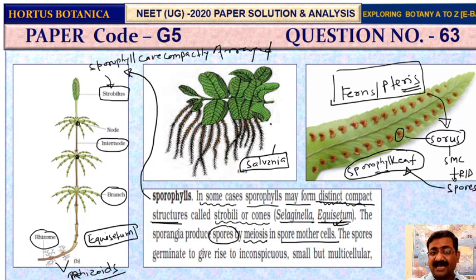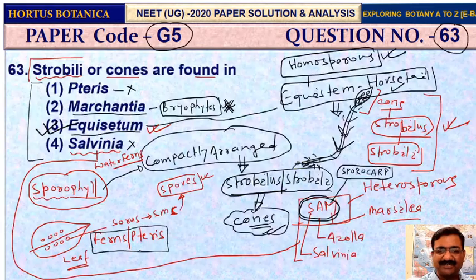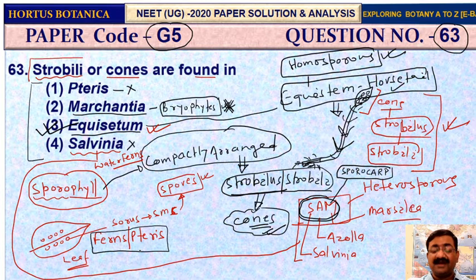In Salvinia, as I told you, there will be a sporocarp, a special fruiting body, carp meaning fruiting body, that will form these spores from spore mother cells. That very special structure is called a sporocarp. So there is no strobilus. Only in the case of Selaginella, which is also called spike moss, there will be a strobilus, and in Equisetum there will be a strobilus. So this is all about the exploration of this question number 63 of your plant kingdom, especially from the pteridophyta.